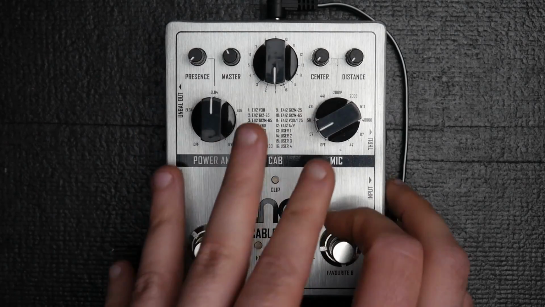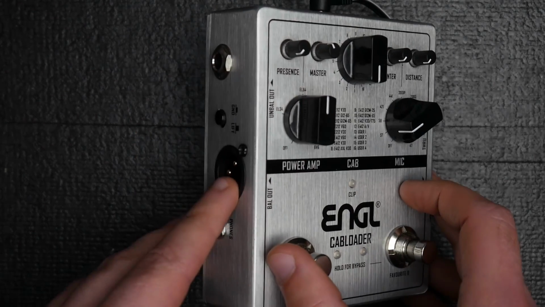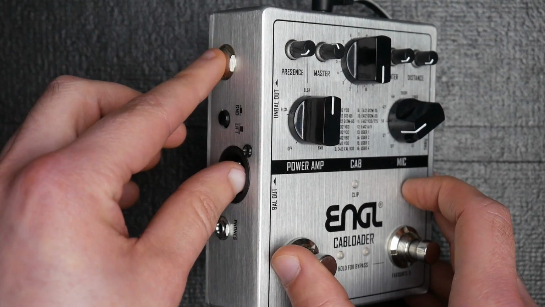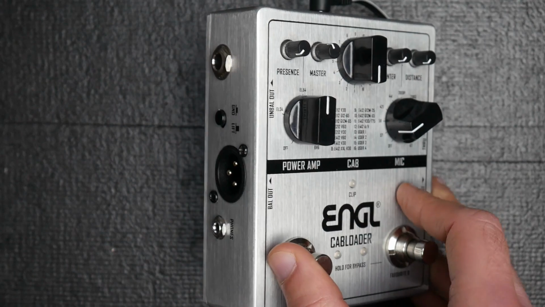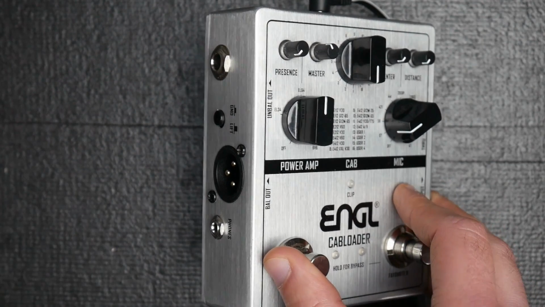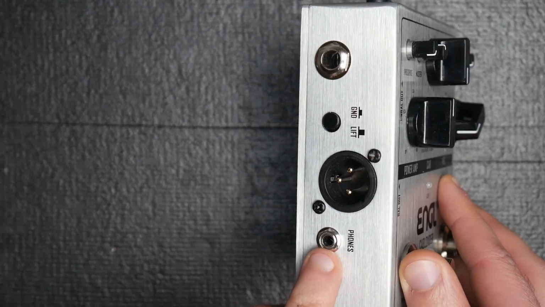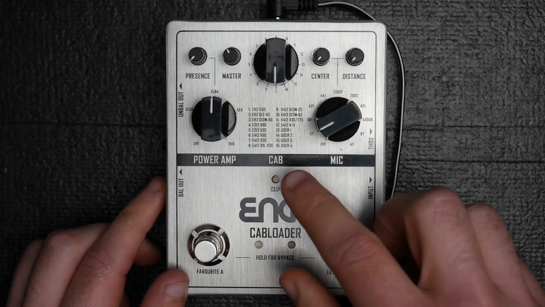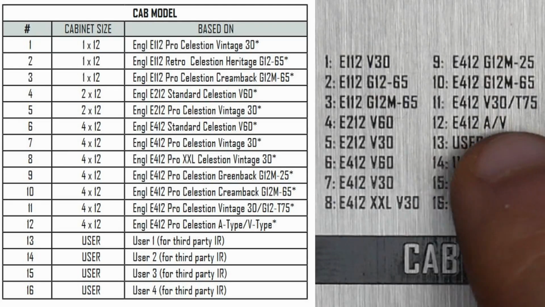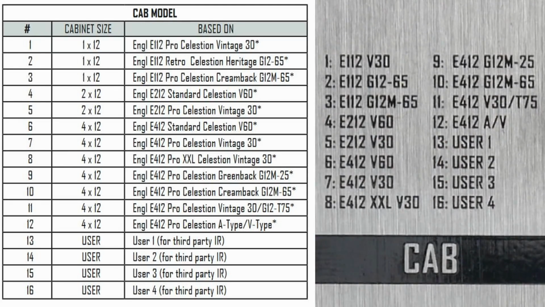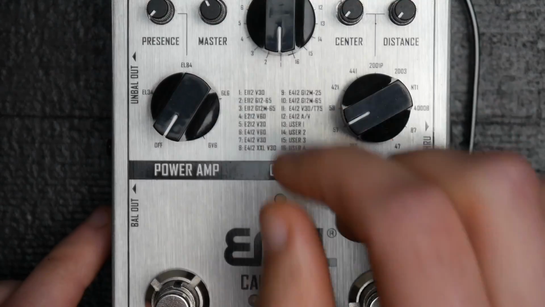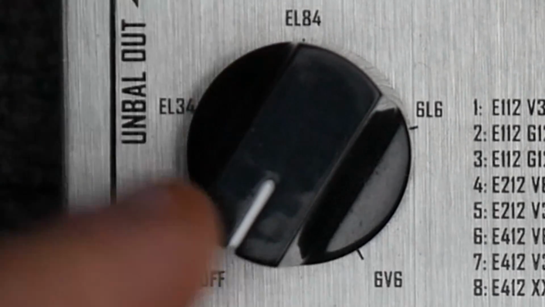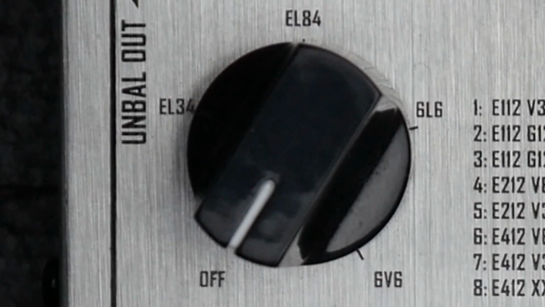Okay, now the processed signal goes out either through the balanced output or through the unbalanced output, and from there we can go directly to an interface or to the FOH or mixing board or whatsoever. And we also have a headphones output. As far as the cabinets go, we have all 12 different Engl types. As far as the power amp goes, we have a couple different tubes. We have the EL34s, EL84s, 6L6 and 6V6.